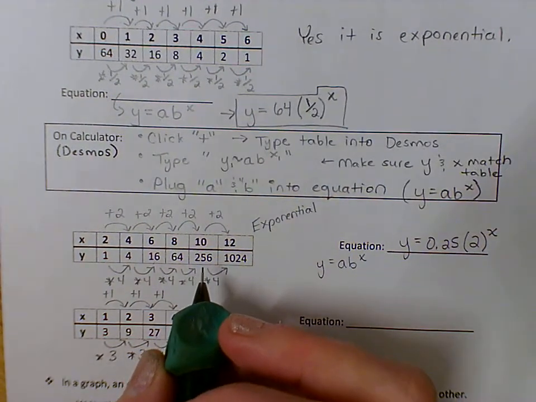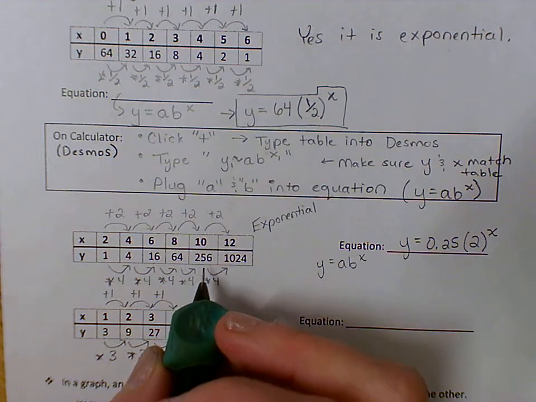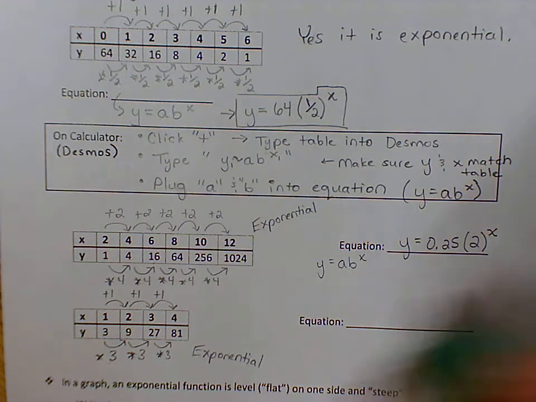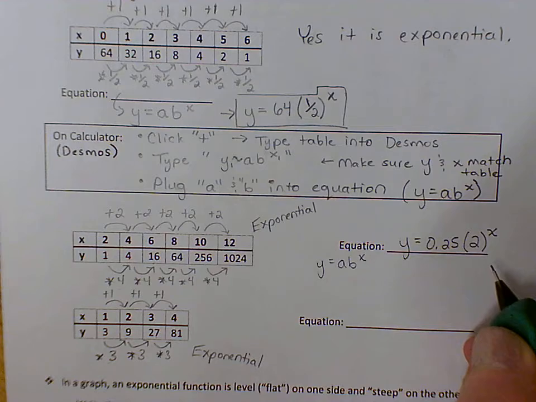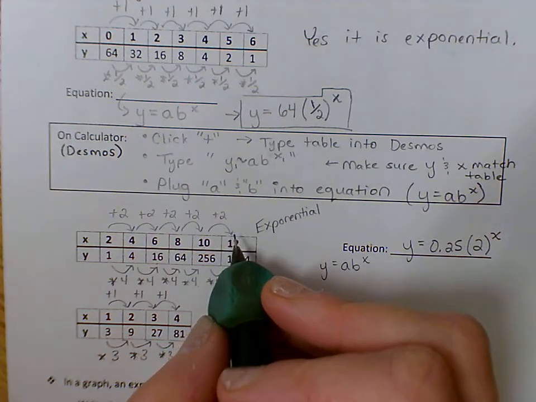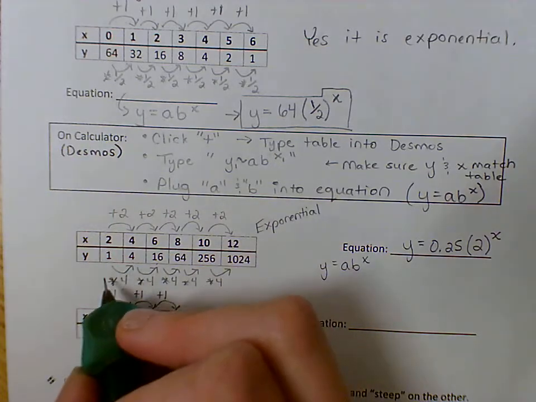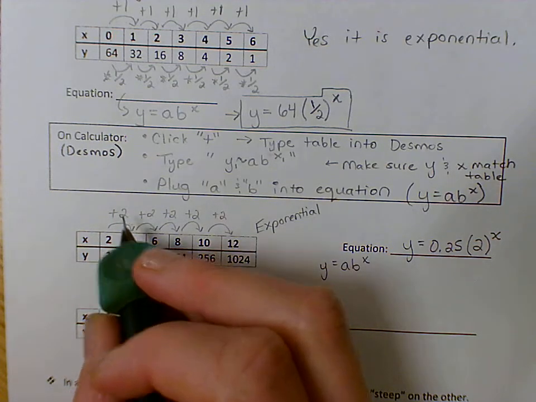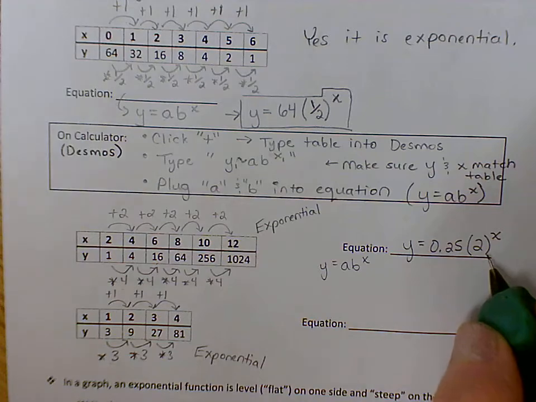Now, if you were trying to pull this straight from the table, you would have to do a little bit of work. Because your intervals for the x values were 2, what you'd have to do is take this common factor and divide by that, okay, to get the b.